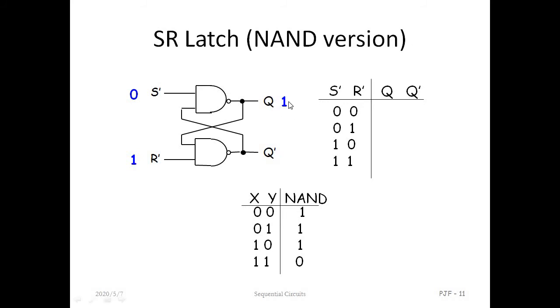So this 1 comes to the second NAND gate, that is 1 1, and what is the output? 1 1 becomes 0, so Q bar is 0, and this 0 goes to the first NAND gate, and it becomes 1. So 0 0 becomes 1. So this condition is called the set condition. This is case number 1.